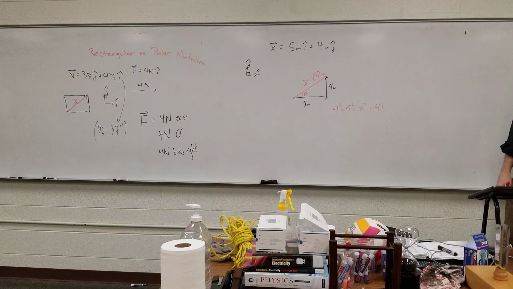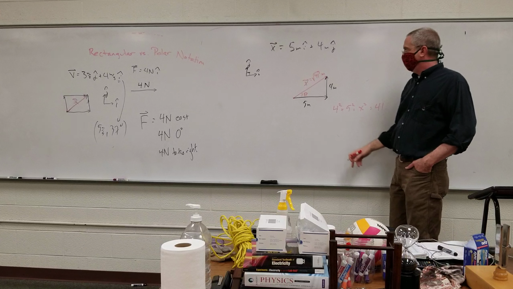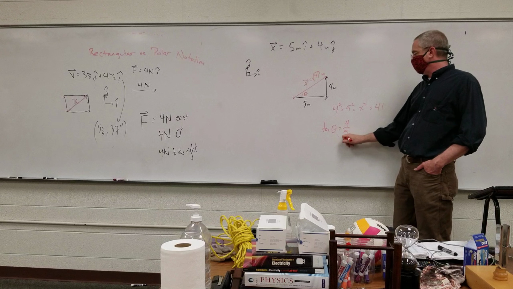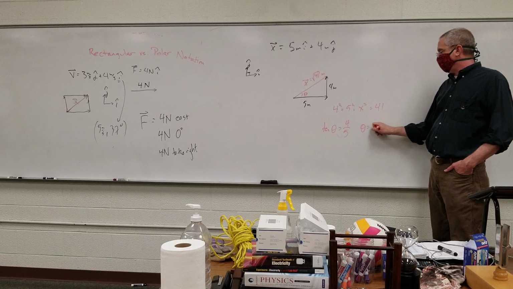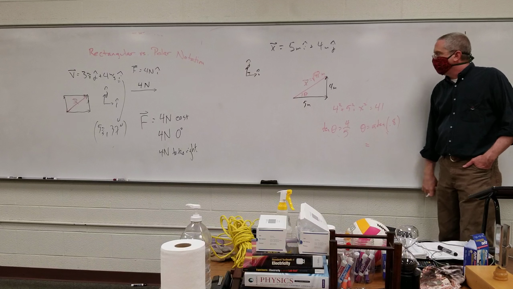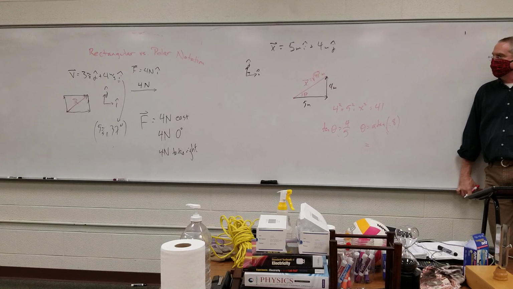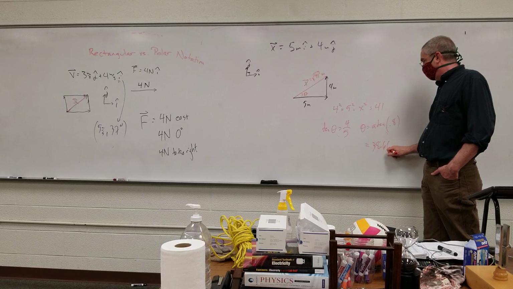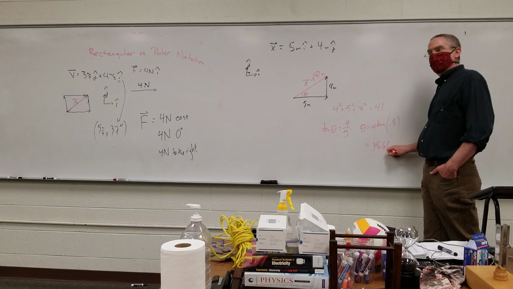6 point something. That angle? Well, I know the tangent of theta is equal to the opposite over the adjacent. So theta is the arctan of 0.8, which is something, 38.66. I may have done that wrong. It's getting to be a habit now. Degrees, thank you, sorry.